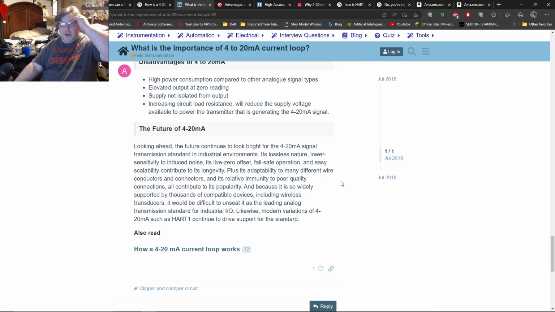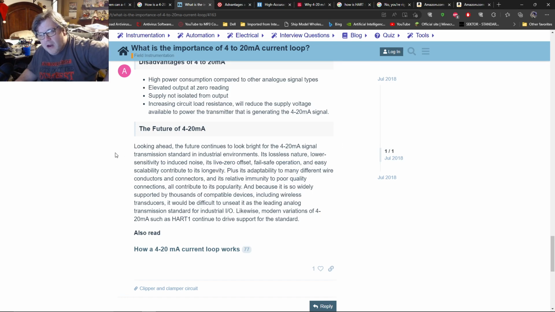And because it is so widely supported by thousands of compatible devices, including wireless transducers, it would be difficult to unseat it as the leading analog transmission standard for industrial I/O. Likewise, modern variations of 4 to 20 milliamps, such as HART, continue to drive support for the standard. So, in other words, how will it be used in the future? There's a perfect example.